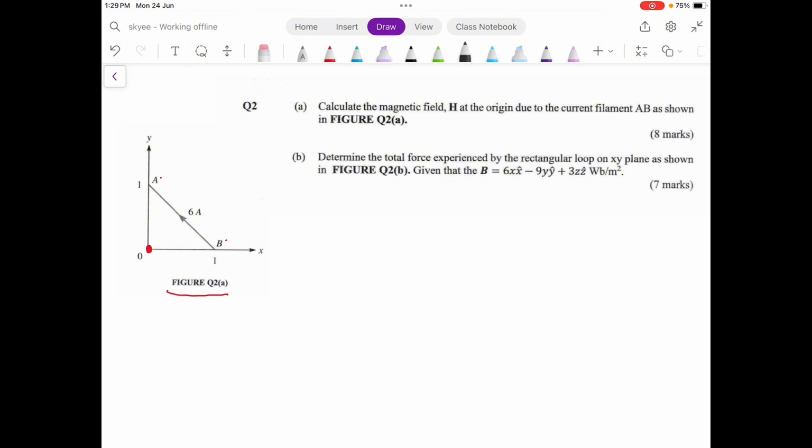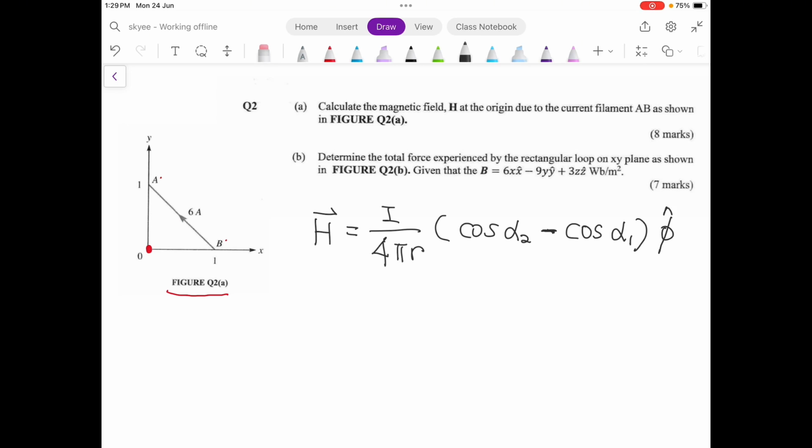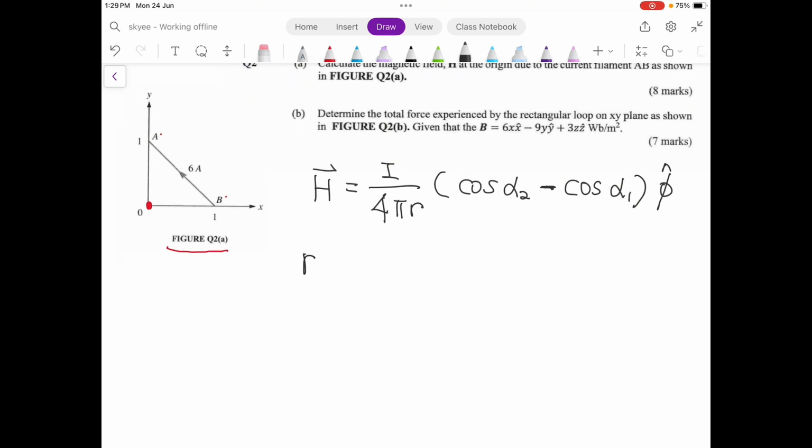So when you want to calculate the magnetic field, you have to use these equations: I over 4 pi r, cos alpha 2 minus cos alpha 1, and then you have the phi direction. Let's search for each of the components one by one. First of all, you have to search for the R, right? The observation point is 0, 0, 0. You want to find the magnetic field at this position.